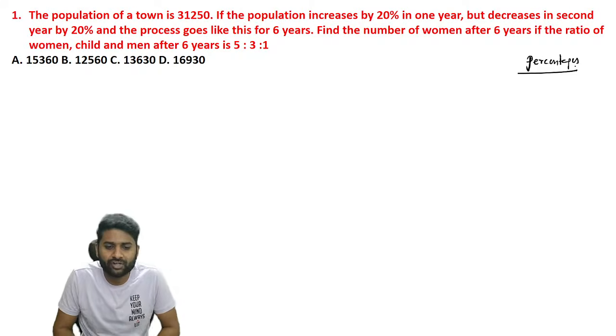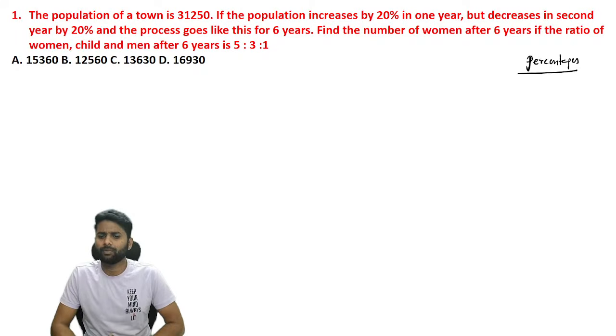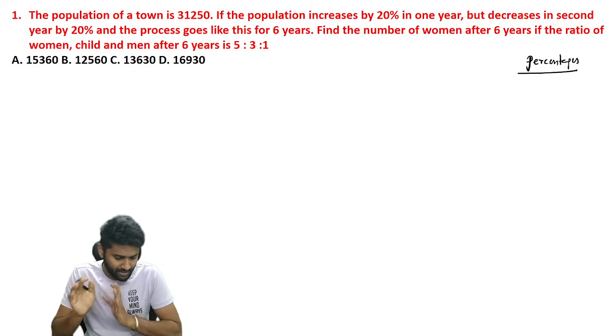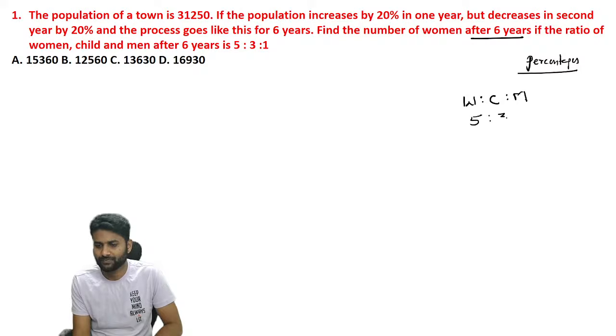See, here the question: the population of a town is 31,250. If the population increases by 20% in one year, but decreases by 20% in the second year, and this process goes on like this for 6 years, and the ratio of women, child, men after 6 years is 5 is to 3 is to 1. Understand the first information here. They clearly mention that after 6 years, the women, child, and men are in the ratio of 5 is to 3 is to 1.